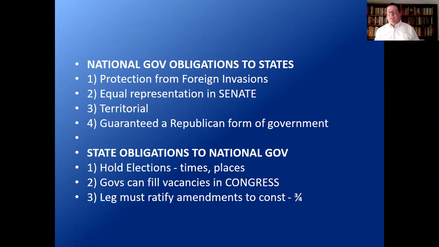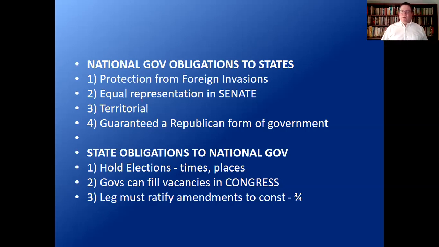But it was a big thing during the 1800s as we kept admitting states, because they go back and forth sometimes between Congress and the states in an effort to ensure that the constitutions of those states were small r Republican in form. And then finally, what are the state obligations to the national government?